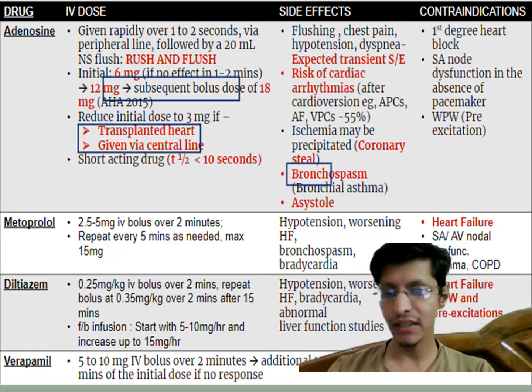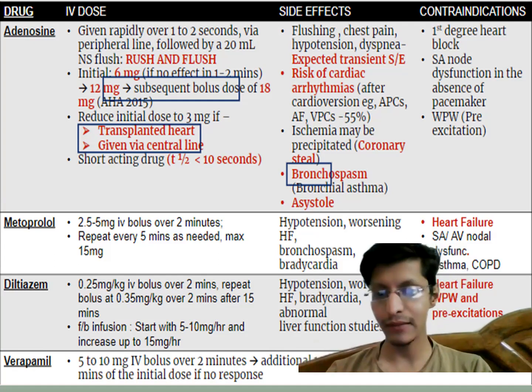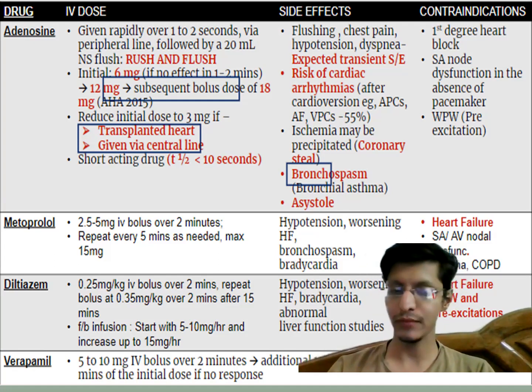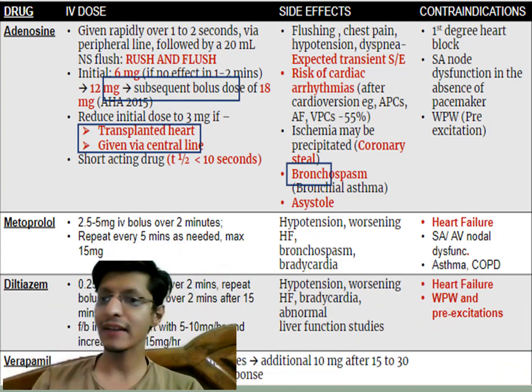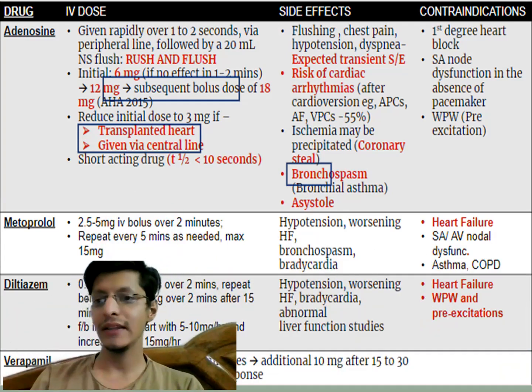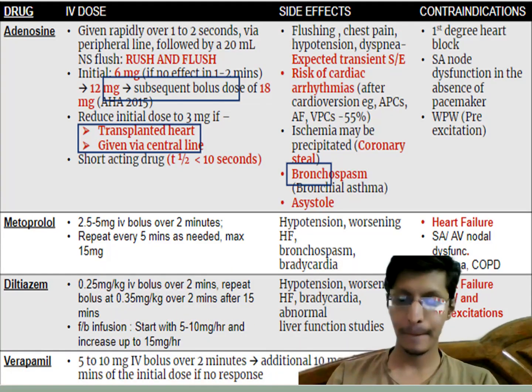0.25 mg per kg IV over 2 minutes, followed by 0.35 mg per kg over 2 minutes after 15 minutes, followed by an infusion of 5 to 10 mg per hour, increase up to 15 mg per hour. You can also give metoprolol 2.5 to 5 mg IV bolus over 2 minutes. Very important are the contraindications. Beta blockers cannot be given in heart failure, asthma and COPD. Diltiazem cannot be given in heart failure, WPW and pre-excitation.